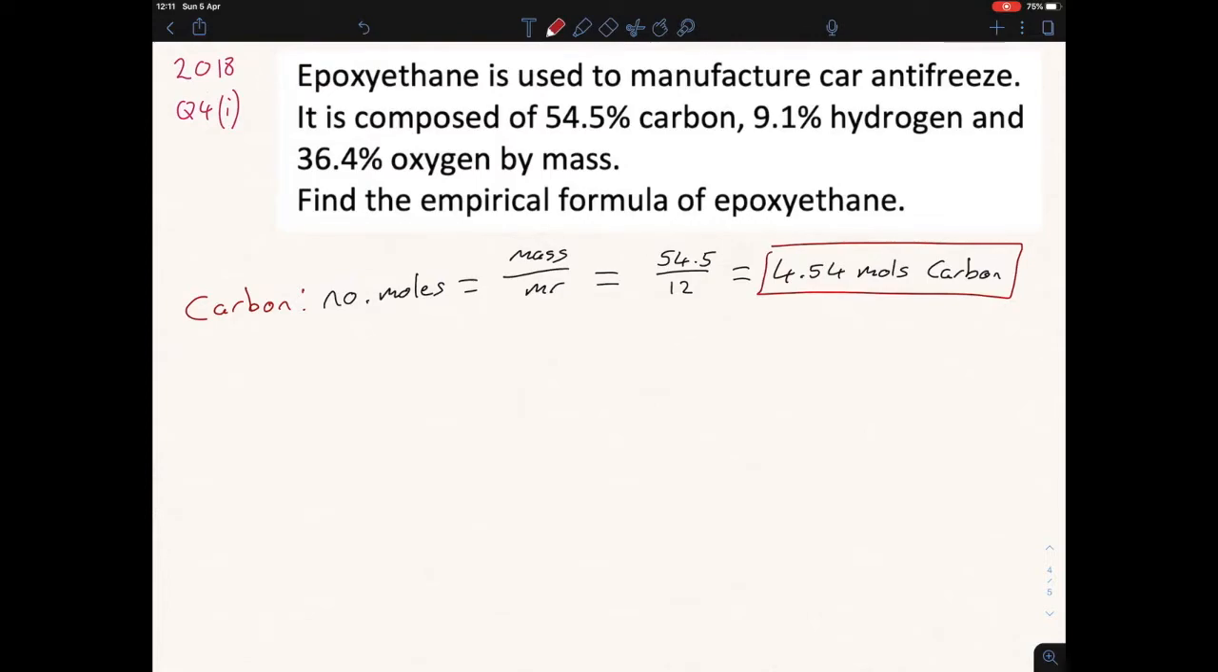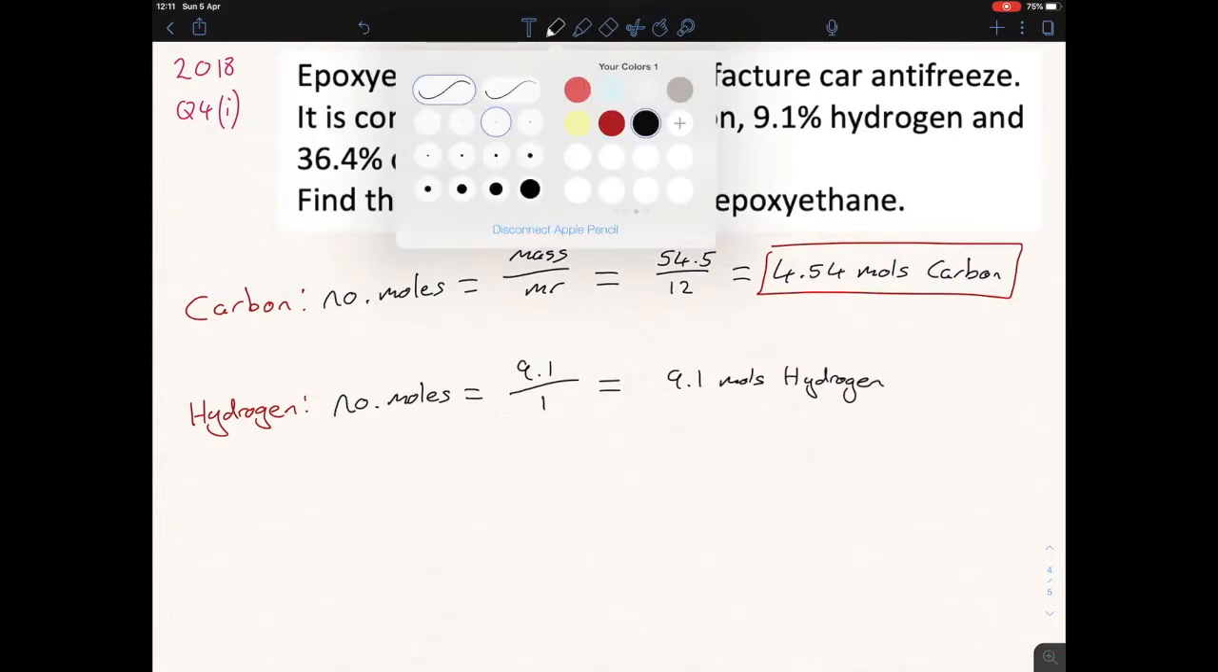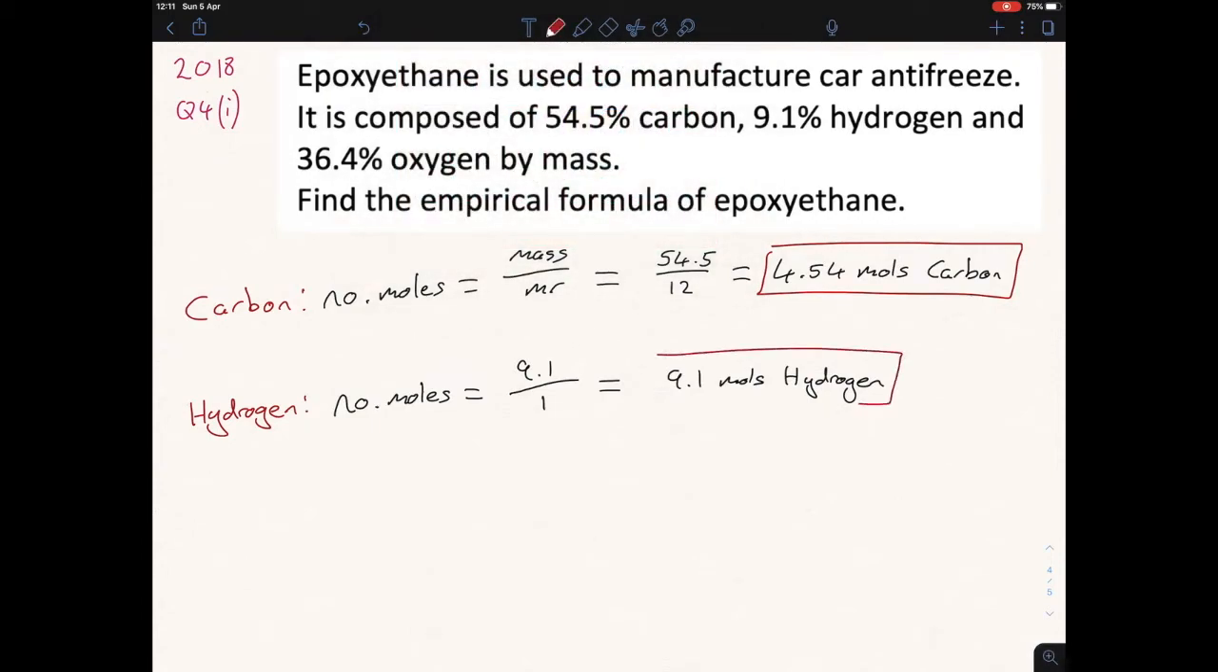That's carbon. Let's do hydrogen next. So we're looking for number of moles again. Our number of moles is mass over mol. Our mass in this case is 9.1 grams over the mol of hydrogen, which is just 1. So 9.1 divided by 1 obviously is 9.1 moles of hydrogen. We put a little box around that. Grand. Next, oxygen.